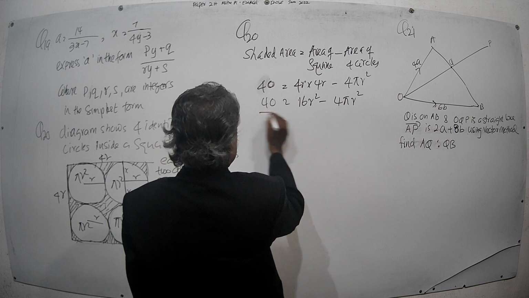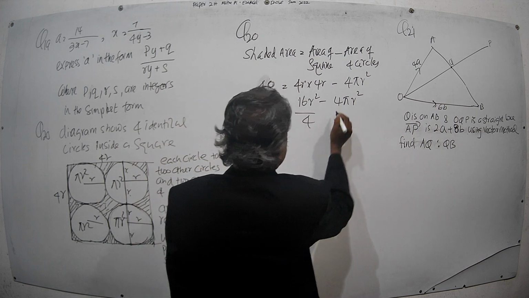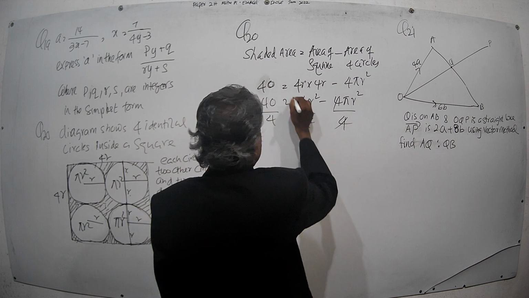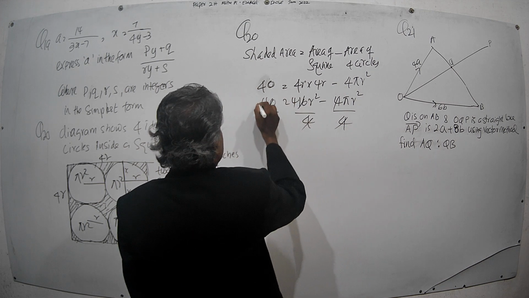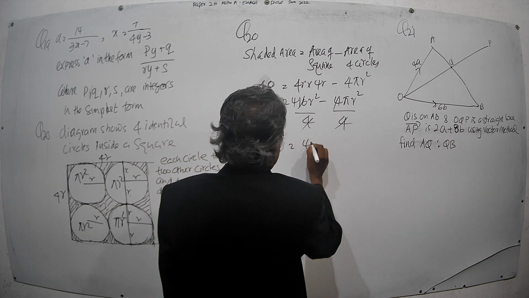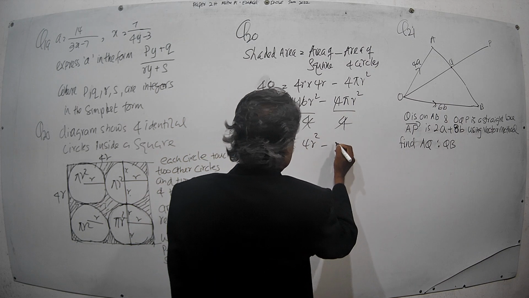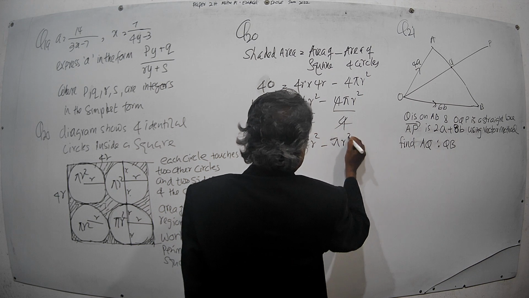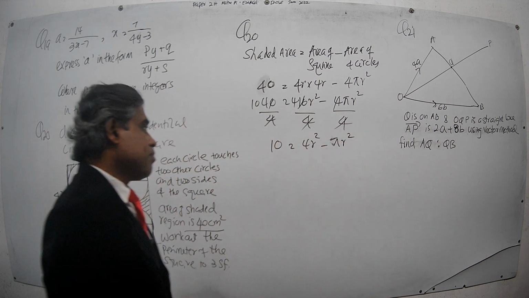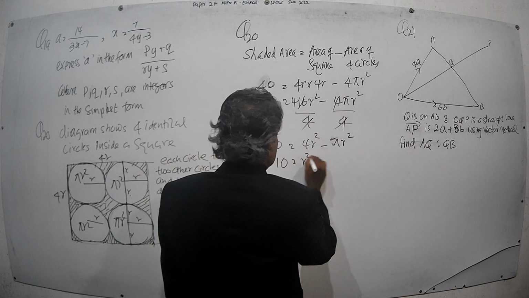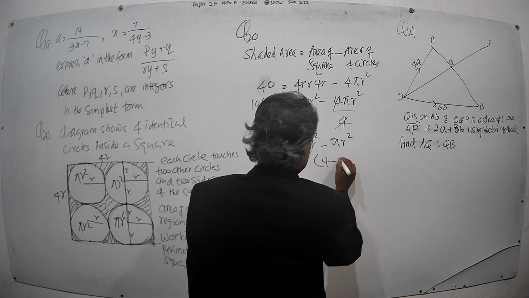Then we divide both sides by 4. This one is 4, and this one is 10. Then it will be 10 equals 4r squared minus pi r squared. Okay. Now take the common factor r squared. Then 10 equals r squared times (4 minus pi).